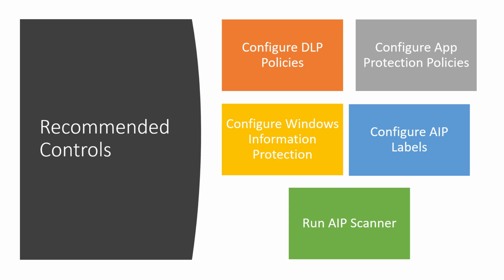The first thing we can do is configure data loss prevention policies. Traditionally, this was only included with the E3 plans. It's been included now with Microsoft 365 Business Premium as well. With these policies, you can configure them to protect certain sensitive information that is detected not only in Exchange, but also across SharePoint, OneDrive, and Teams as well.